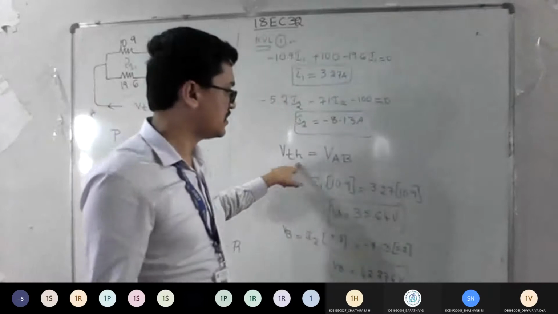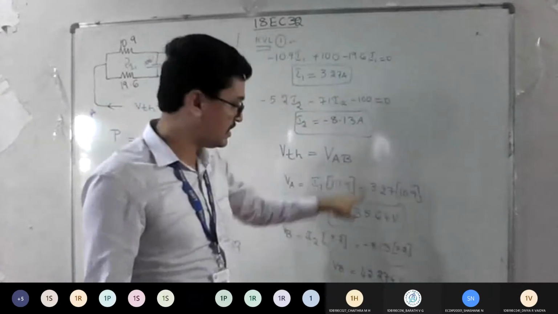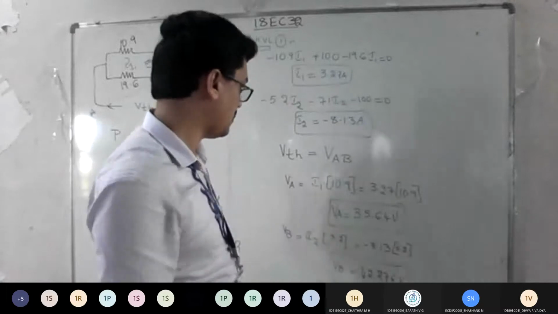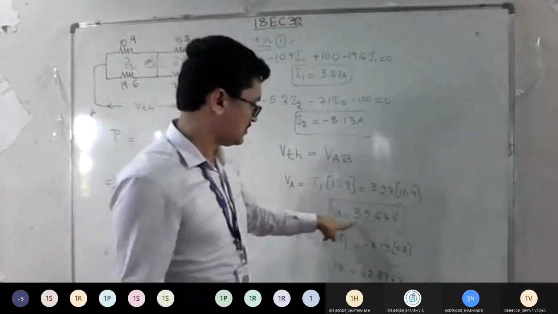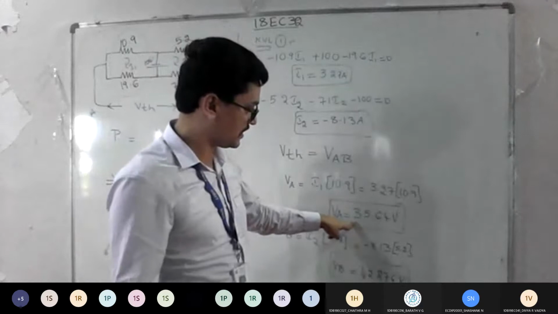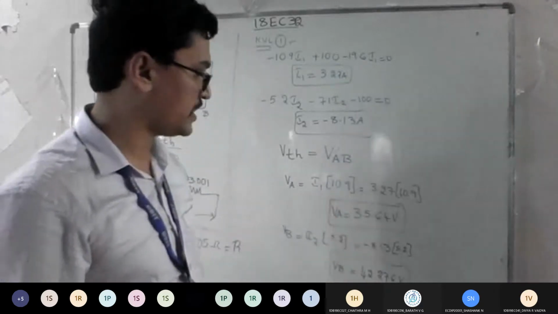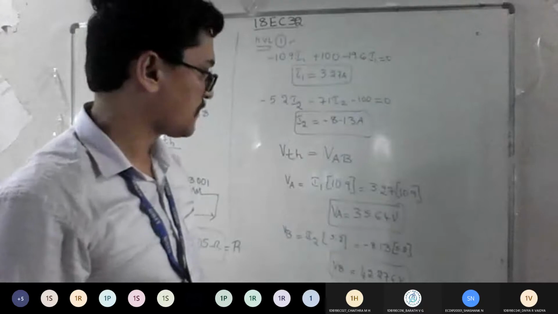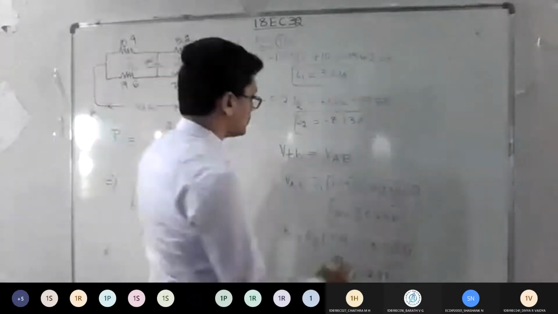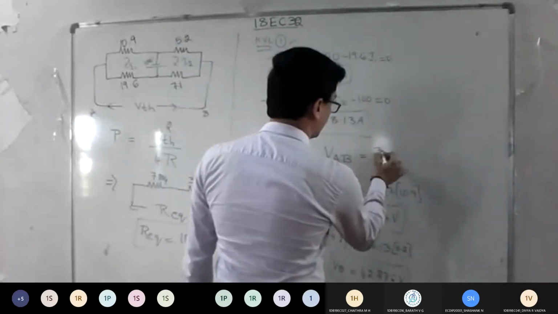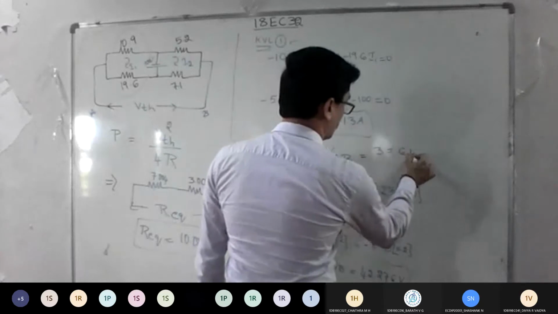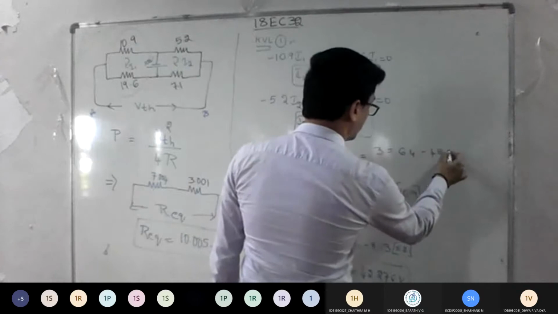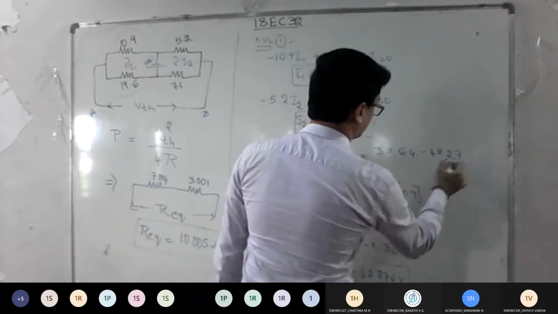So I want VTH. If we subtract VA minus VB, it's minus, I think where is minus? VA, yeah. So here it is 35 and here it is 42. If we subtract this, how much are you going to get? Check out. So VA you got as 35.64, then you got minus 42.27. How much here?